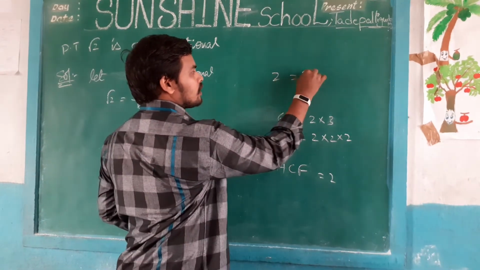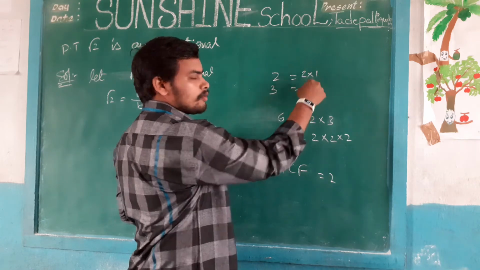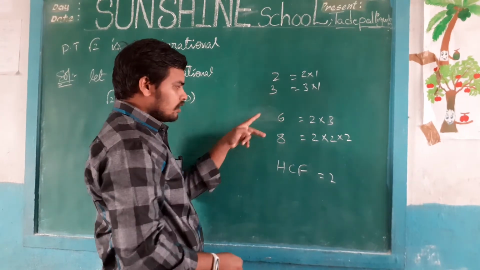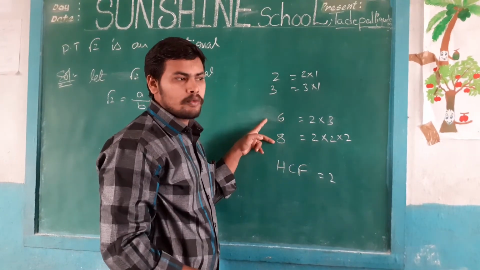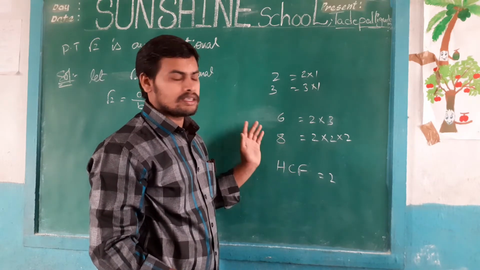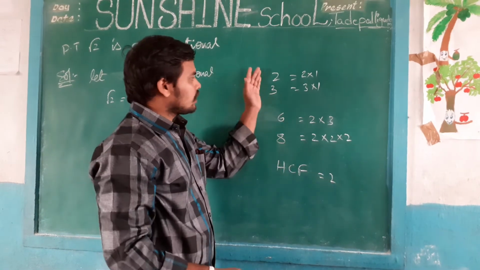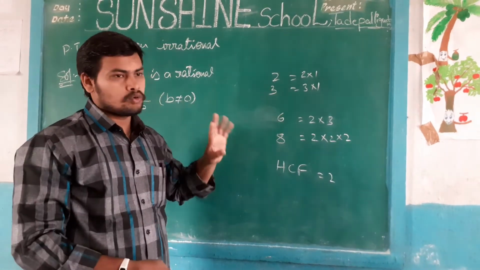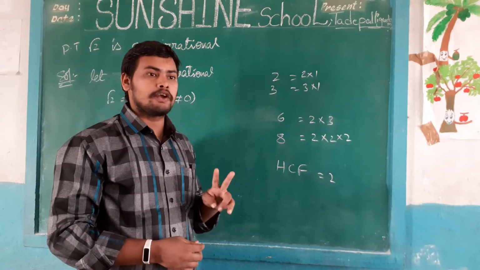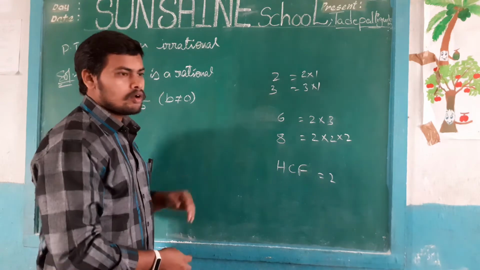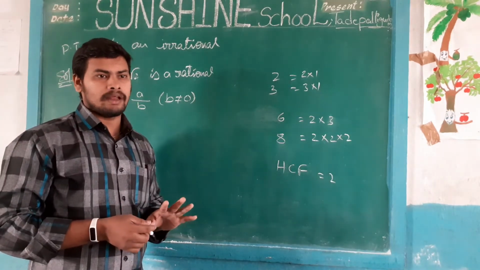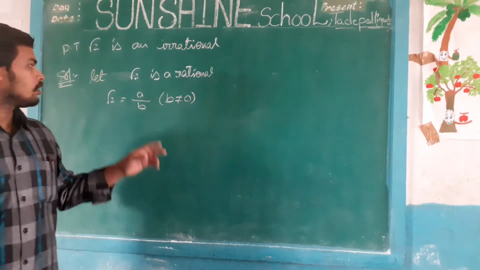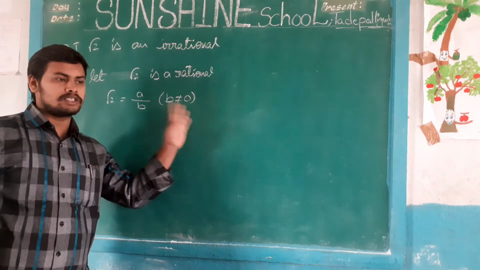So 2 can be written as 2 into 1, 3 can be written as 3. What is the common factor here? 1. So HCF is 1. Here for 6 and 8 the HCF is 2, so they are not co-primes. But 2 and 3 are co-primes because their HCF is 1. Similarly, any two prime numbers have HCF 1, so any two prime numbers are co-primes. So here a and b are co-primes where b not equal to 0.